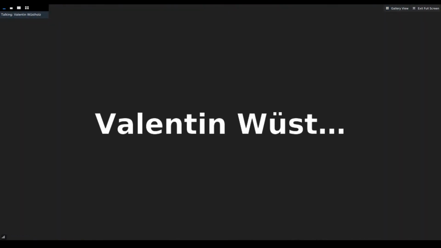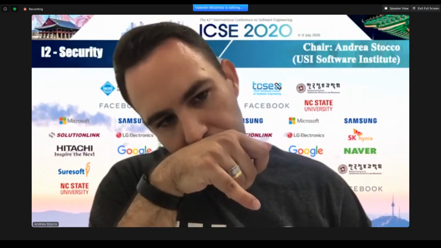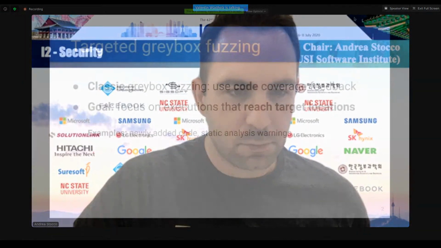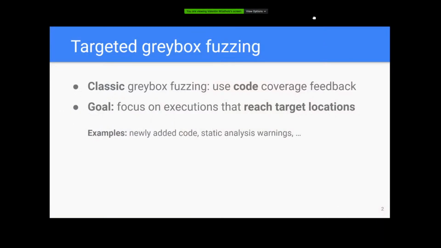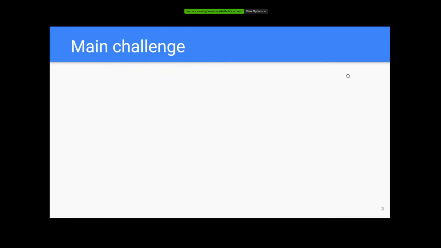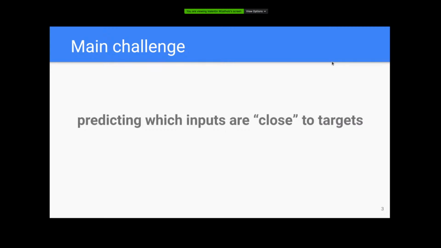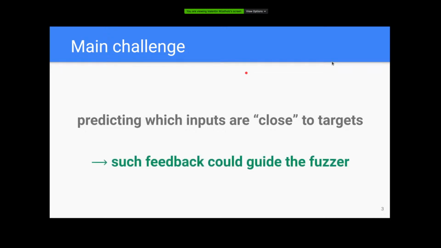So what is targeted gray box fuzzing? Well, let's look at classic gray box fuzzing first. Classic gray box fuzzing is an automated test case generation technique that uses code coverage feedback to guide the testing process. Now, the goal behind targeted gray box fuzzing is to focus on executions that reach target locations in the code. Examples would be newly added code or code that emitted static analysis warnings. Now, the main challenge with this type of fuzzing is that it's difficult to predict which inputs are close to target locations. And this feedback would be very useful to guide the fuzzer.